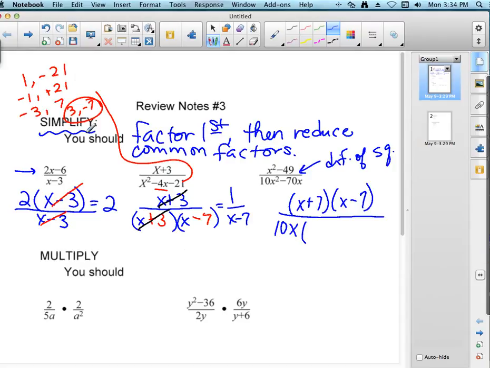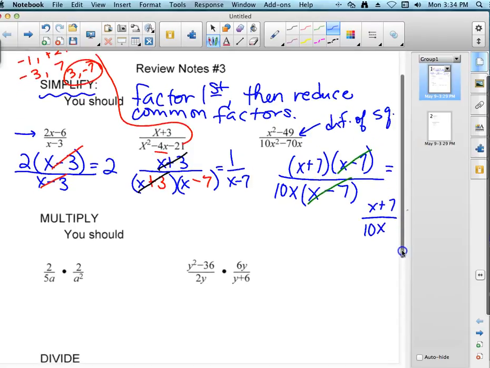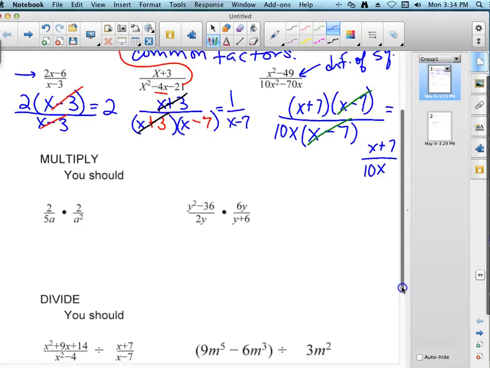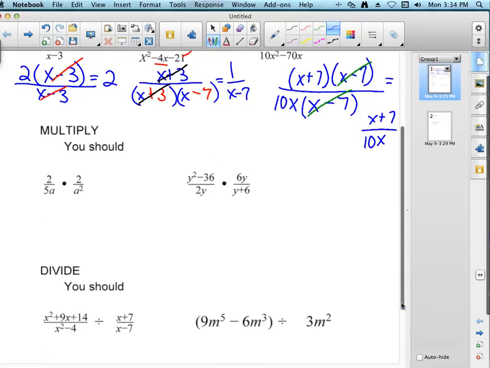10x squared divided by 10x would be 1x. And negative 70x, if we divide out the 10x, would be negative 7. And again, looking for common factors, we can get rid of the x minus 7s. So our final answer would be x plus 7 divided by 10x. All right, so that's when you just have a single fraction that you're just simplifying.